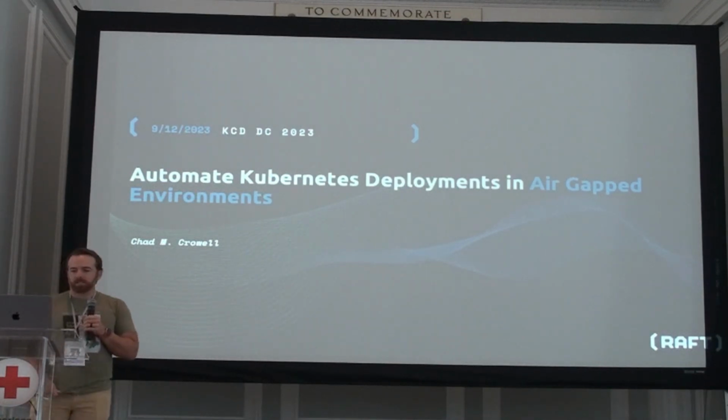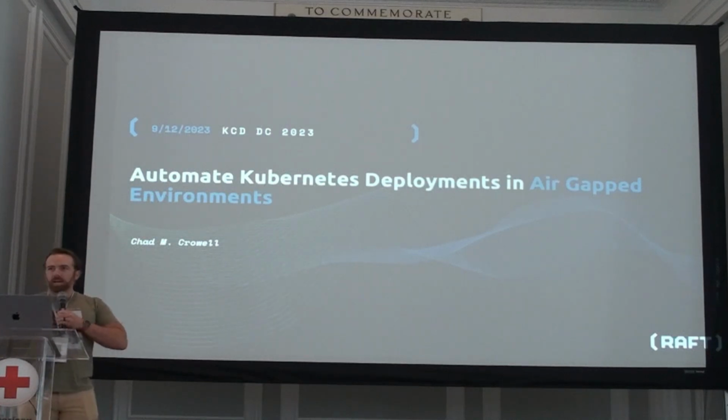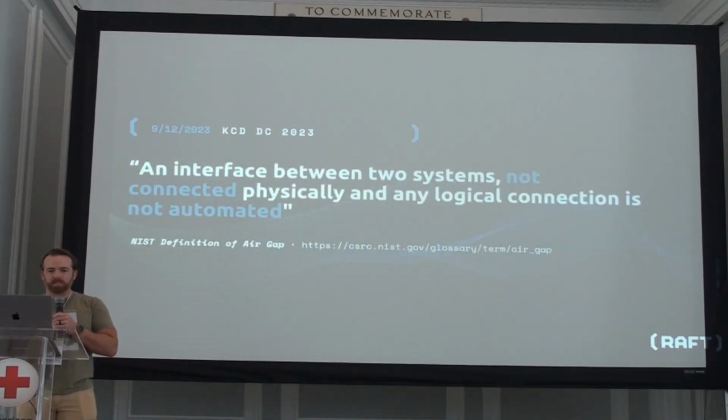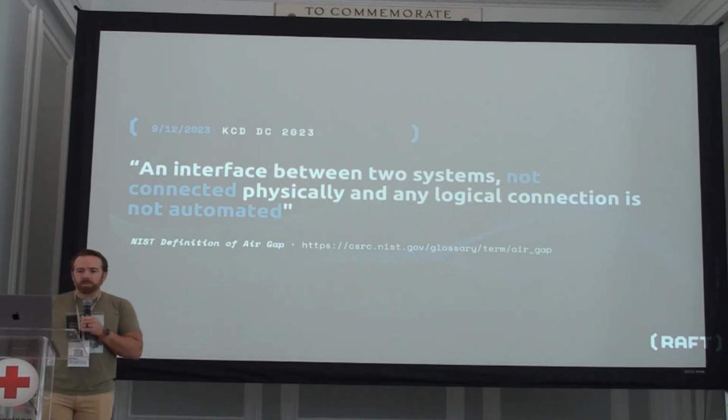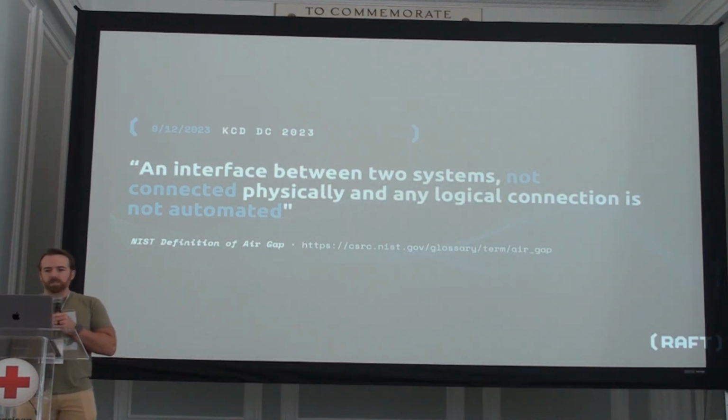I'm a Kubernetes SME at Raft. Raft, we have the big billboard back there. I want to talk to you about automating Kubernetes deployments in air-gapped environments. So I want to start with the NIST definition of air-gap. An air-gap is an interface between two systems not connected physically, and any logical connection is not automated.